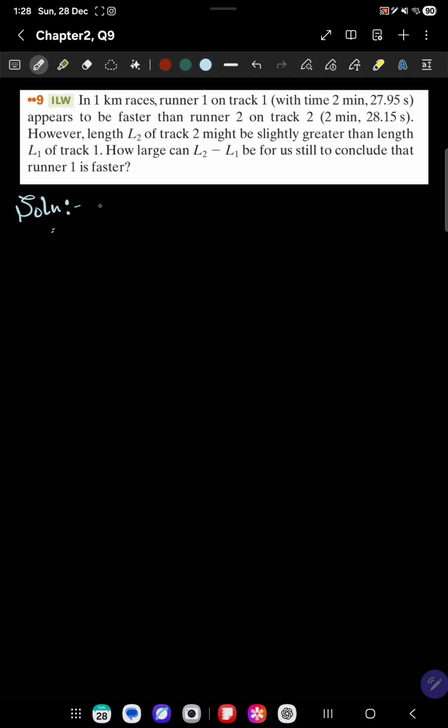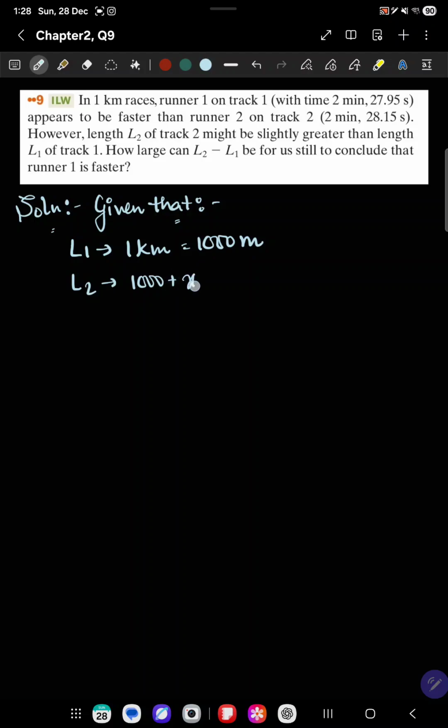Okay, so let me write what all given. So given that L1 is already given as 1 kilometer, so we can write it as 1000 meter. L2, if we consider, it is given as slightly greater, right? So we are considering it as delta x, which I am writing just like x. So 1000 plus x meter long L2.